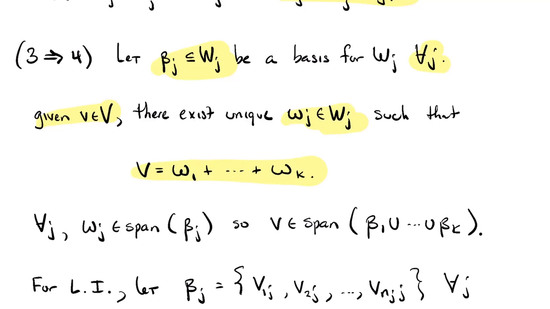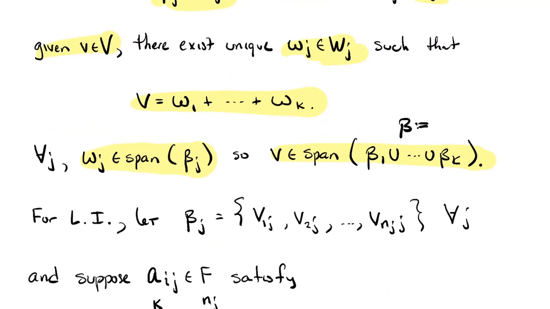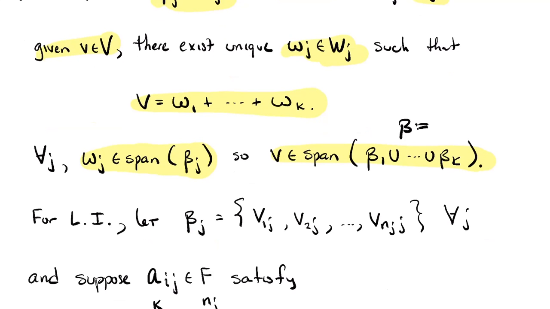It's my hypothesis. So every wj is certainly in the span of the basis beta sub j, because it's a basis for that subspace. So if v is a linear combination of things that are linear combinations of those betas, then v is in the span of those things. So the set beta, the union of the beta j's, spans V, is where we're at in the proof. So we need to show that beta is linearly independent.